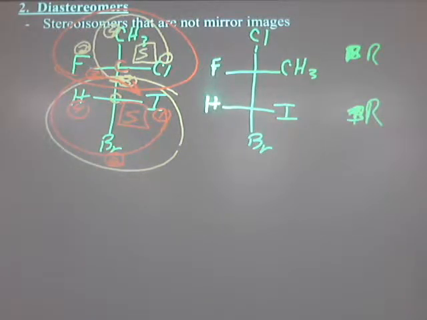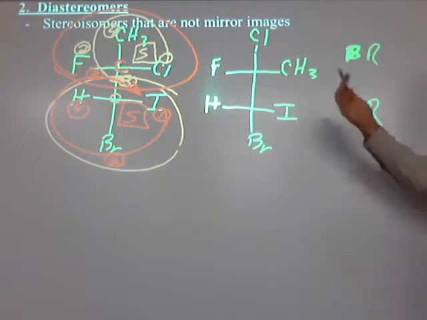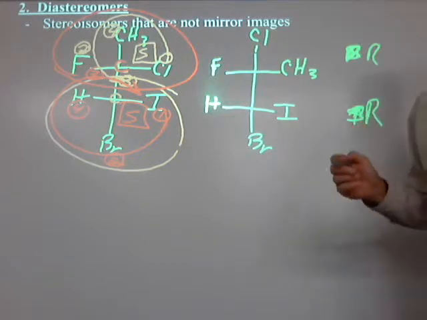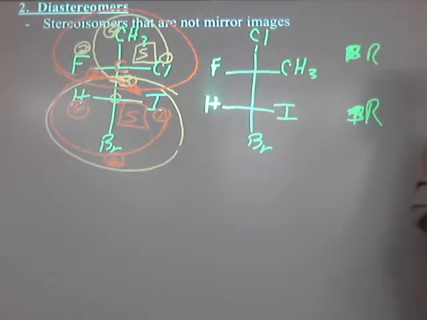What if I get R and R? What are they now? They're both mirror images. The whole thing's a mirror image. Therefore, it's a... which particular one? Enantiomer. Right. So what's the other possibility I could have here?